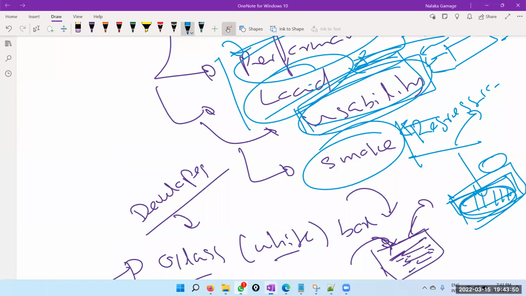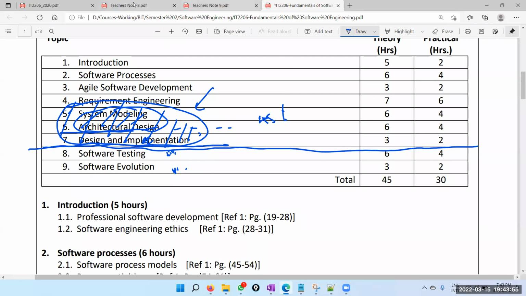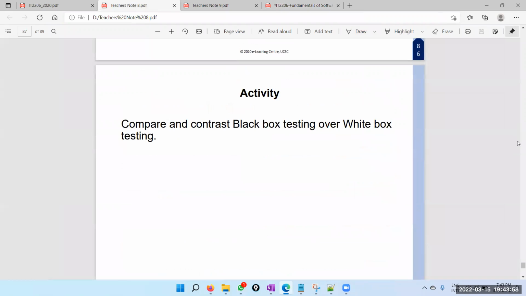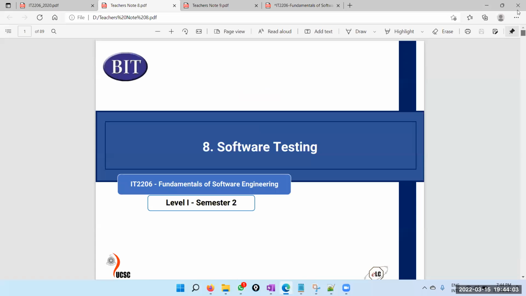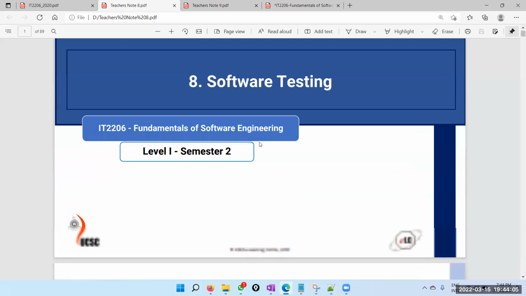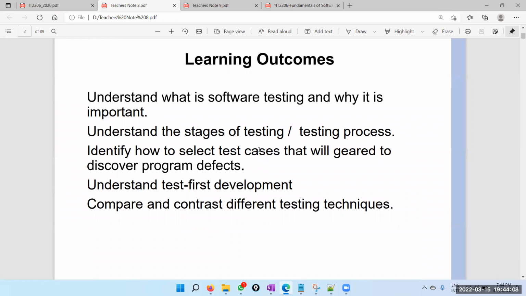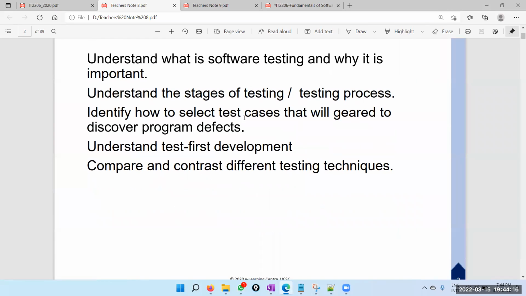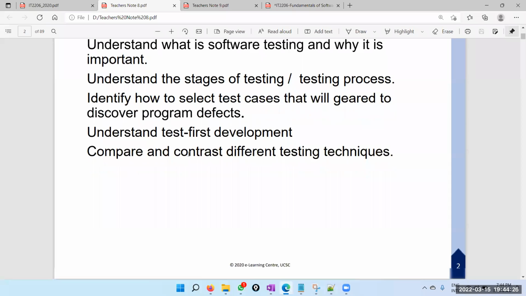Okay, right. So now let's quickly go through the university note for testing. You can see black box and white box and so on. I'm going to quickly go through: understand what software testing is and why it is important, understand the stages of the testing process, identify how to select test cases. I mentioned the word test case now; that is to discover program defects. Understand test-first development, and compare and contrast different testing techniques.